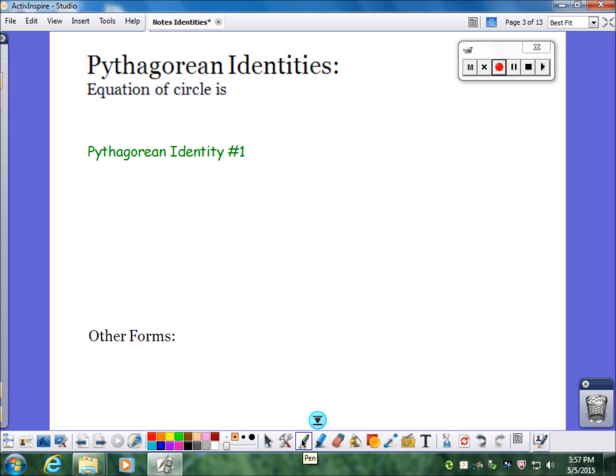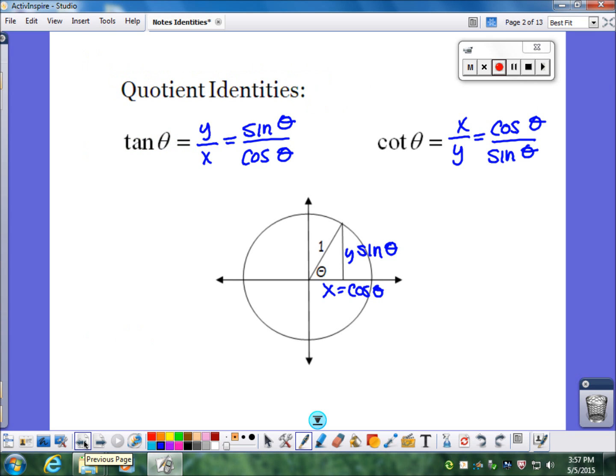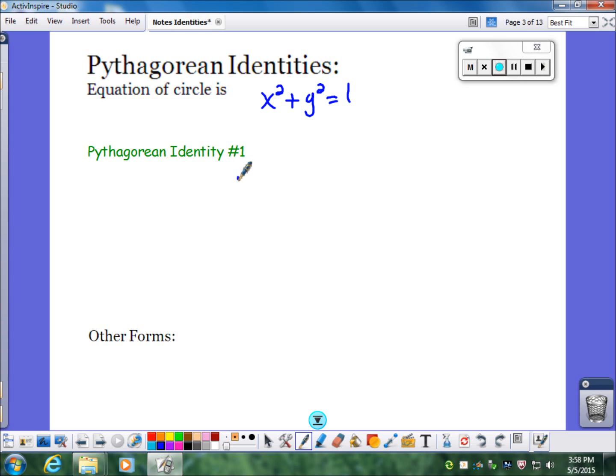All right, next we're going to look at the Pythagorean identities. In the unit circle, our equation is x squared plus y squared equals 1 squared, which is 1. And we looked at in the previous slide the fact that x is cosine of theta and y is sine of theta in the unit circle. So if we just substituted in cosine of theta squared for x squared plus the sine squared of theta for y squared is equal to 1. That's going to make our first Pythagorean identity.